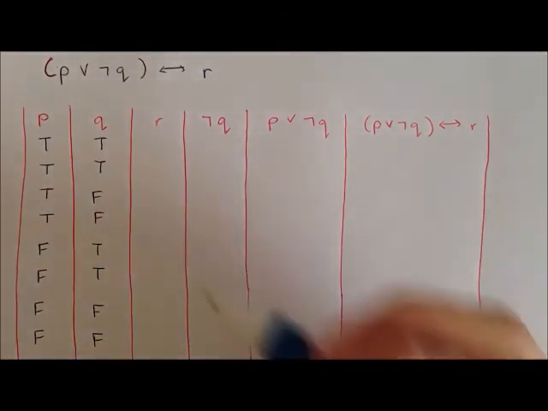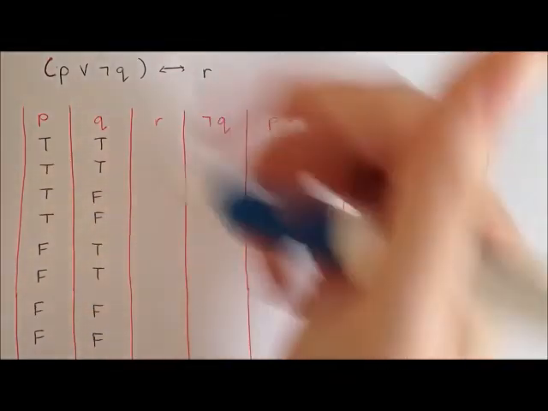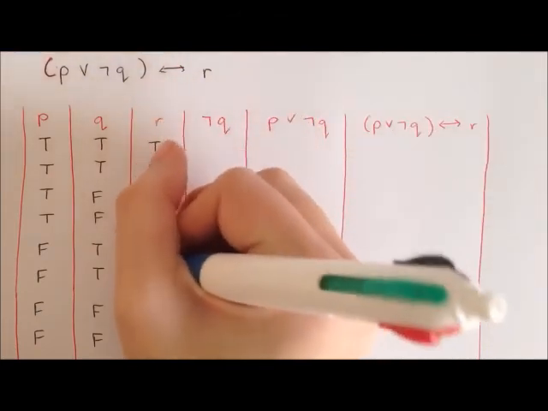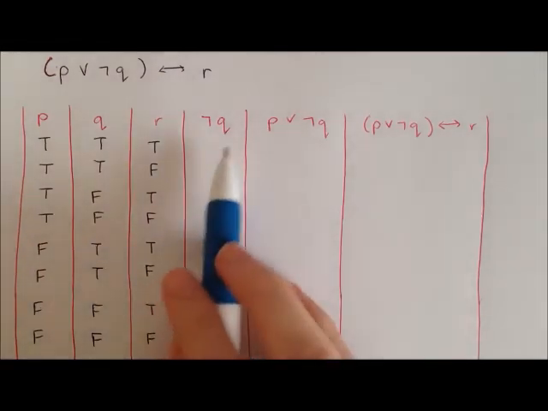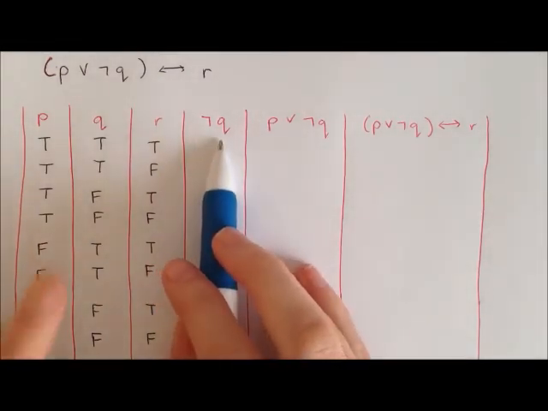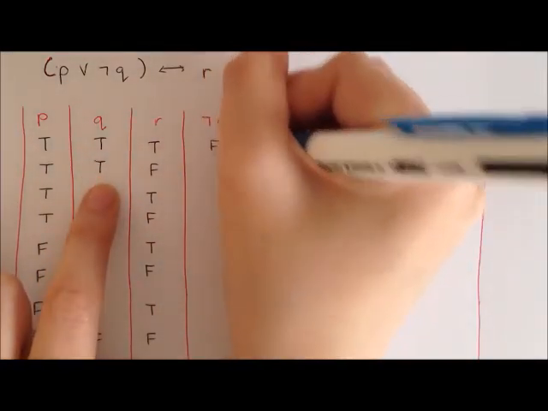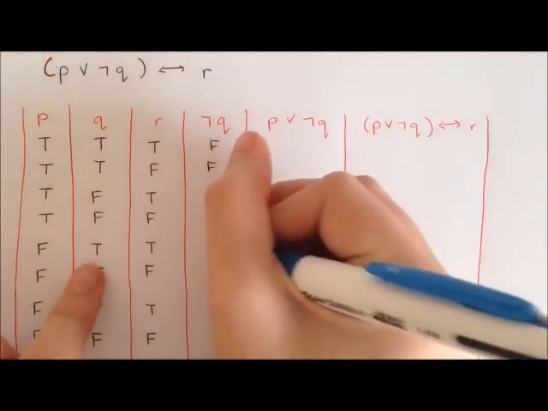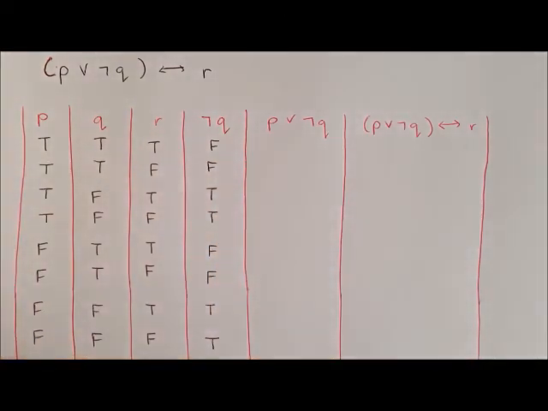Now we head over to the R column. We did 4 and 4, 2 and 2, now we're doing 1 and 1. So true, false, true, false, true, false, and true, false. Okay, then we head over to the next column. We've got a not Q. We've already done the Q column, so the not Q column is going to be the exact opposite of this one. So we've got false, false, true, true, false, false, true, true.